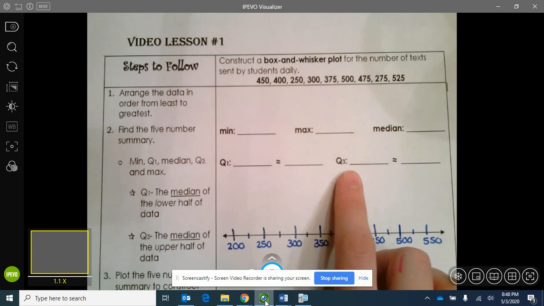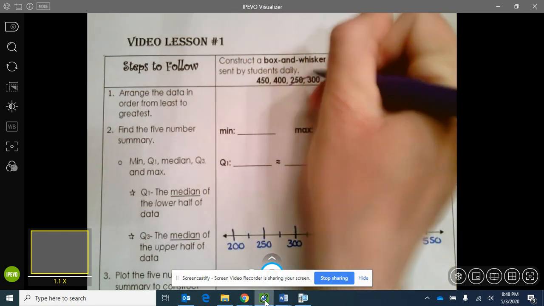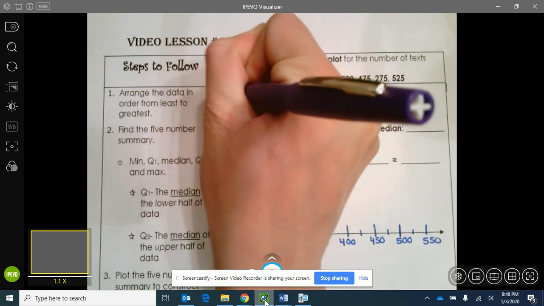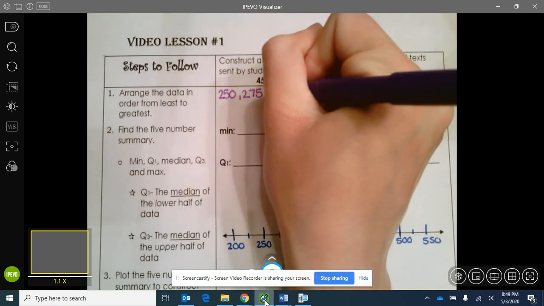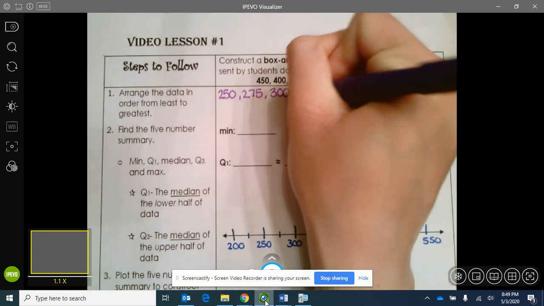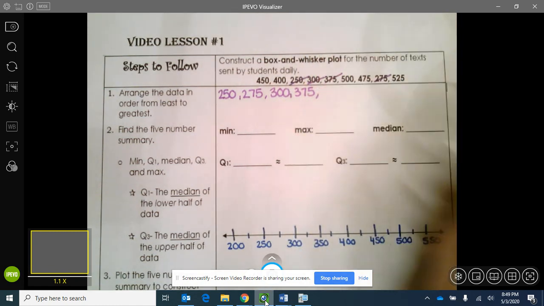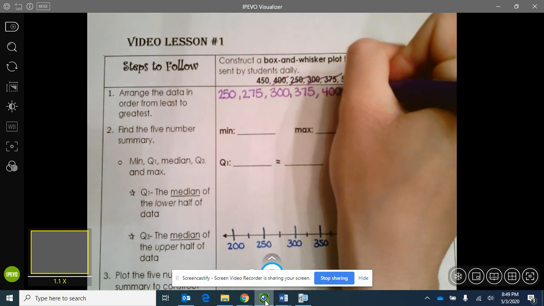So the first thing you want to do when you're given data for a box and whisker plot is put that data in order from least to greatest. So here was the data that I was given. I'm going to go ahead and put those numbers in order from least to greatest. So I'm going to start with 250, 275, 300, and you'll notice I'm crossing off these data values as I go because I want to make sure that I don't leave any out and also that I don't repeat any data values.